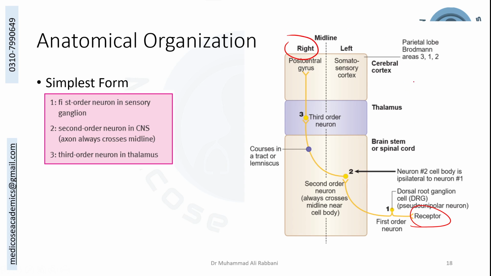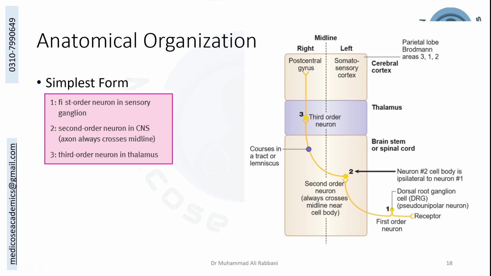You can see this is the left side and it is going to reach the brain of the right side. So the signal starts from the receptor and ends at the cerebral cortex, on the side that is opposite to the receptor. It is contralateral to the receptor. So let's see how it happens.